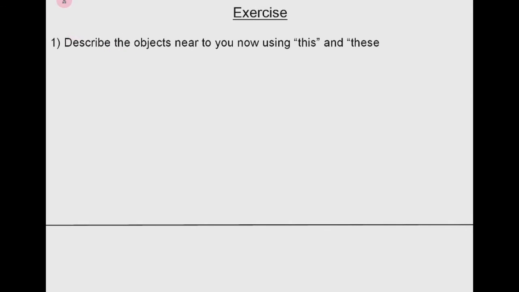Okay, so let us do an exercise. Question 1. Describe the objects near to you using the word this and the word these. And I would like you to give me 3 things. My example is, this computer is black. Okay, I would like you to give me 3 examples.